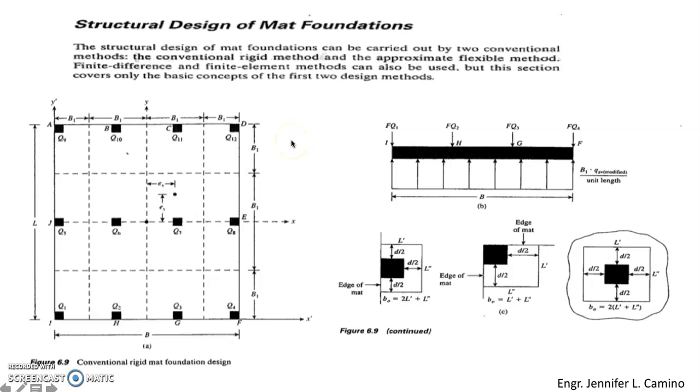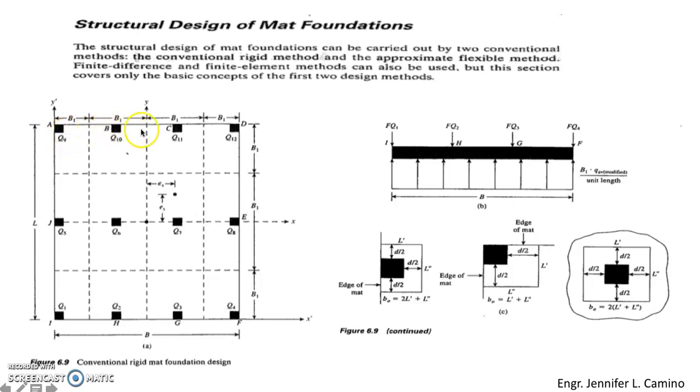Now we move on to the structural design of the mat foundation. For the structural design of the mat foundation, we have a conventional method, the conventional rigid method. We are going to make use of the conventional rigid method, the most commonly used method for structural design of mat foundations. So how is it being done? We are given a certain conventional rigid mat foundation design.